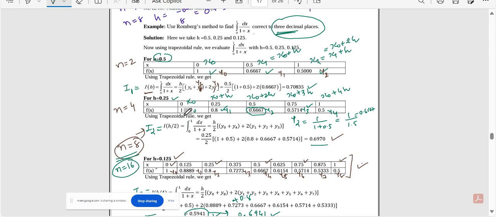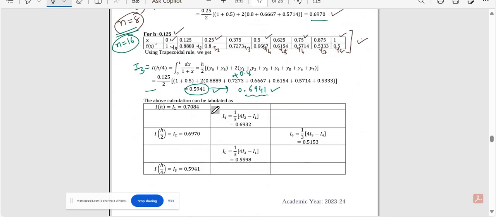Now, as per our table, you can see our first value I1 is 0.7084. Second value I2 is 0.6970. And the third value, my I3, is 0.6941. Now, I want to calculate my I4 and I5. The formula for that will be 1 by 3, 4 times I2 minus I1. Check this value by substituting 1 by 3, 4 multiplied by 0.6970 minus 0.7084. Check it.